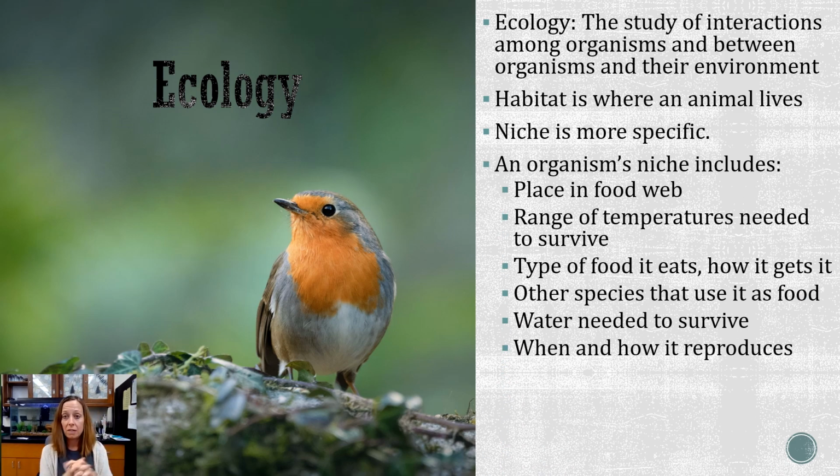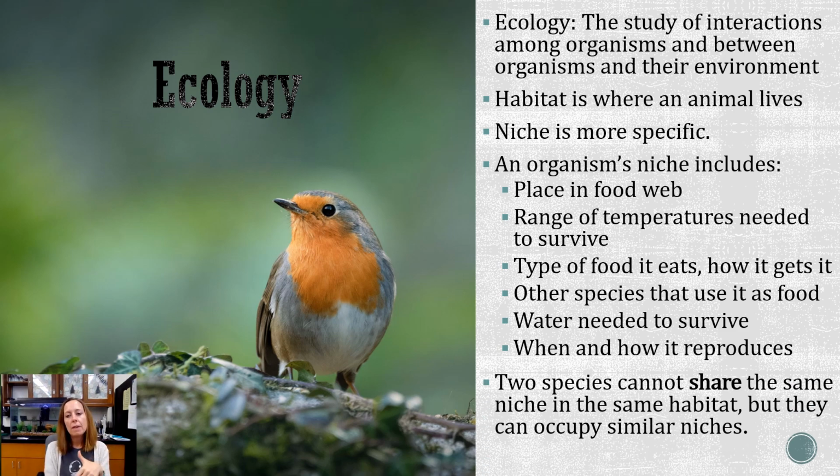So here I have a list of them. So place in food web, type of food it eats, other species that it needs, how much water it needs, when it reproduces. What I usually think of is when you go to the pet store and in the center of the pet store, there's those little pamphlets on a twirly thing, and it says dog or golden retriever or dwarf hamster or canary, right? And you pick it up and it has all the information about that pet in it. That's like the niche for an animal. Make sense?